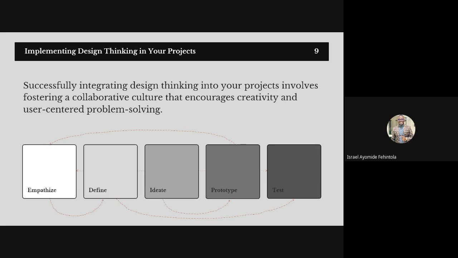Oftentimes, as developers, we just want to satisfy our own cravings. You just want to put the new technology in there to use. The product you are bringing in is for your users, satisfying their needs.